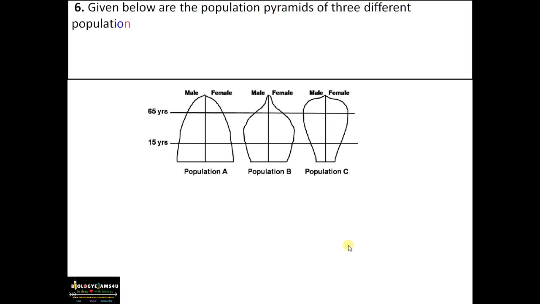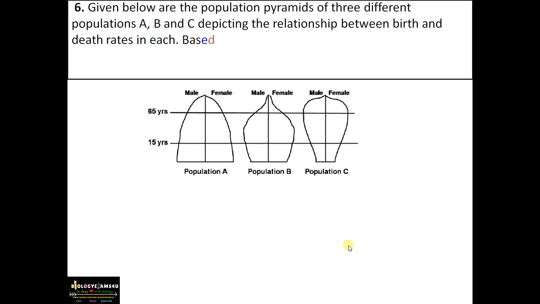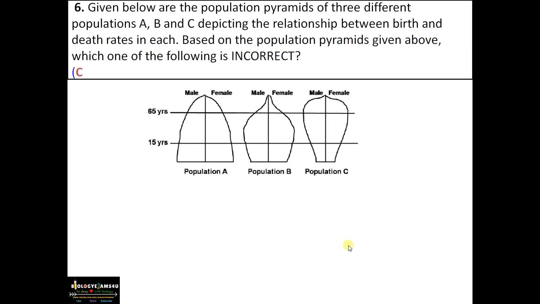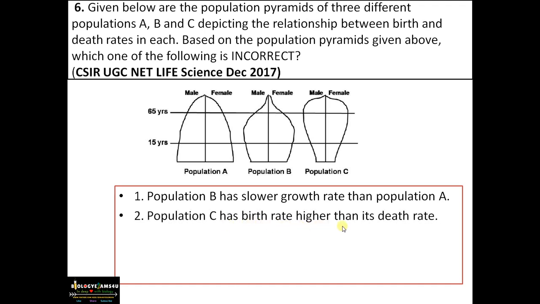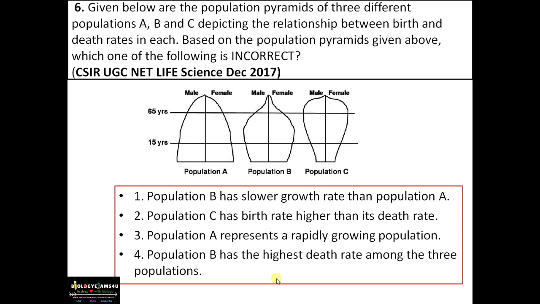Given below are the population pyramids of three different populations A, B and C, depicting the relationship between birth and death rates in each. Based on the population pyramids given above, which one of the following is incorrect? Here also the question is to pick out the incorrect statement. So three of the statements will be correct and one will be incorrect. Option 1, population B has slower growth rate than population A. Population C has birth rate higher than its death rate. Population A represents a rapidly growing population. Population B has the highest death rate among the three populations.